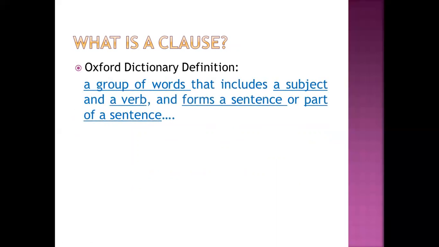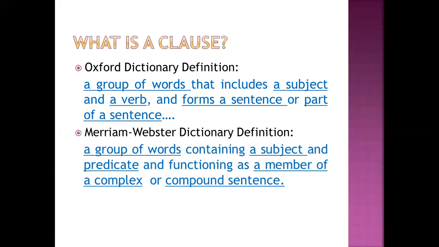Now let's have a look at the definition of clause. According to the Oxford Dictionary definition, a group of words that includes a subject and a verb. So again, we can see it's the resonance of the previous definitions of sentence. It's a group of words that includes a subject and a verb, but the additional information is "and forms a sentence or a part of a sentence." This last information is important. Either it forms a sentence or it forms a part of a sentence. So the same idea is being echoed.